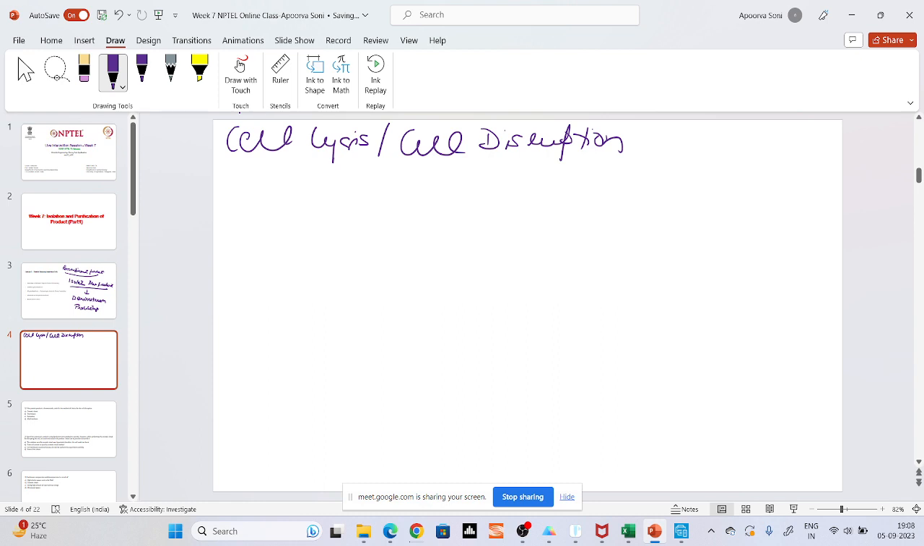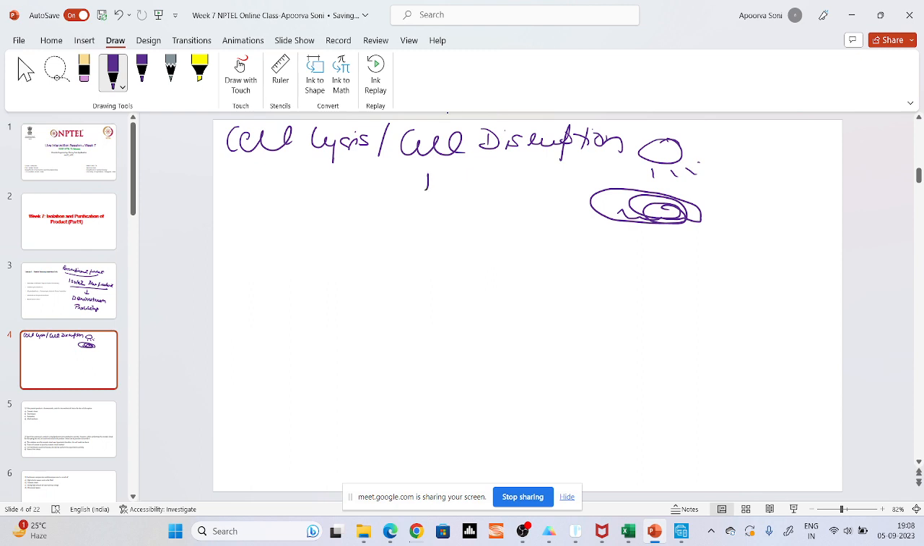So many methods are there, depending upon the context and the type of cell that you have. You will choose your cell lysis or cell disruption method. Now this is my cell, I have lysed it. Now everything is there, each and everything is there.